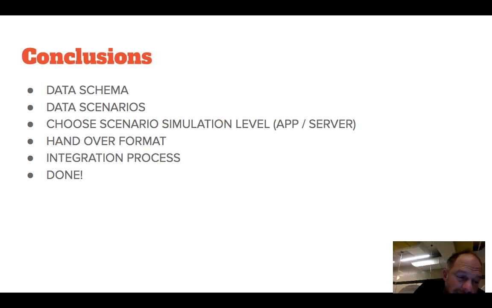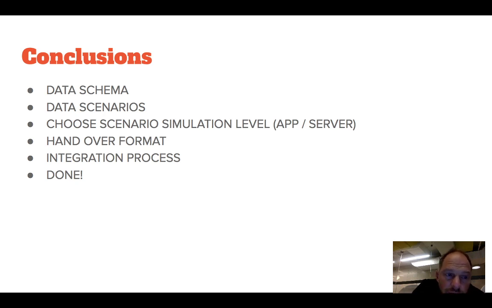Data schema is okay, but we have to put some sample values and brainstorm on corner cases and on the ranges. Could it be some large data set, small or null, or what if we get some kind of wrong type data? Then we have to choose scenario simulation. So we want to simulate this data on the app level or on the server level. So whether we're using mock query or GraphQL data simulation.